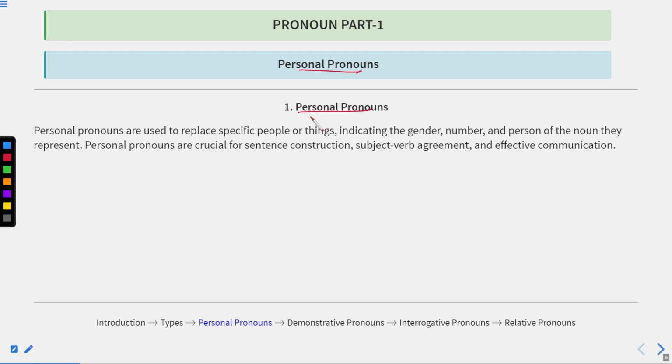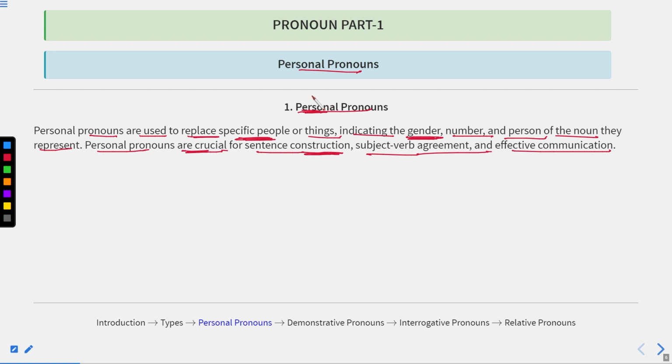Now, what are personal pronouns? As you can see, the word itself says person. When the information about the person, which is related to that person only, is taken or is asked or is indicated, that is known as a personal pronoun. Personal pronouns are used to replace specific people or things, indicating the gender, number, and person of the noun they represent. Personal pronouns are crucial for sentence construction, subject verb agreement, and effective communication.